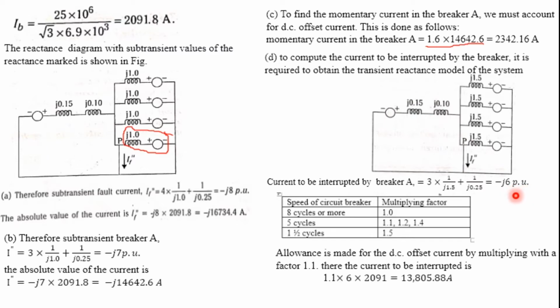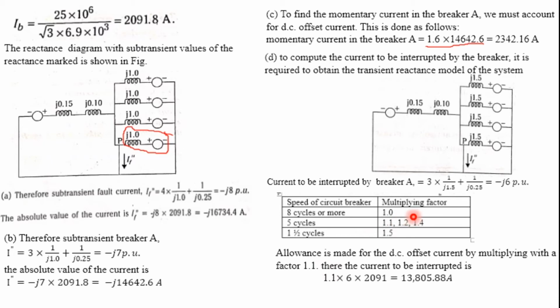Then we have to multiply the DC offset current by a factor of 1.1, to get the current to be interrupted. So how did you get this multiplying factor? The current interrupted by breaker A is 6 into 2091. The 2091 is the base current. Then what is that 1.1? From where did you get this?